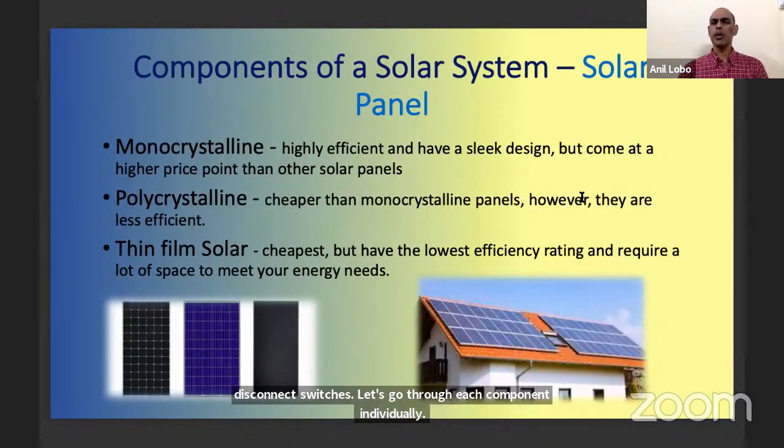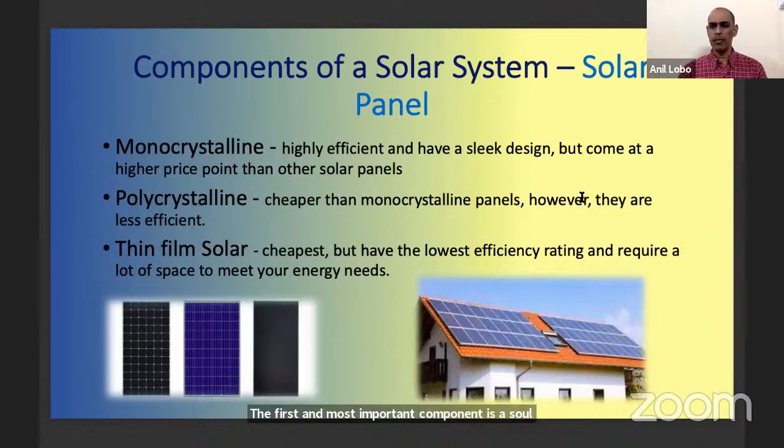Now, the first and most important component is the solar panel. There are various types of solar panels. Each manufacturer and R&D is working on them to come up with different types of solar panels. We have got monocrystalline, polycrystalline, thin film, and right now we are working on different types of solar panels. I'm going to spend time only on these three because between these three, the monocrystalline and polycrystalline panels account for almost 90% of the solar panels.